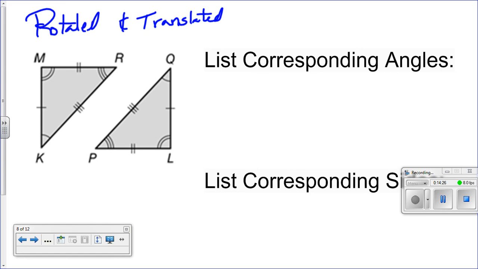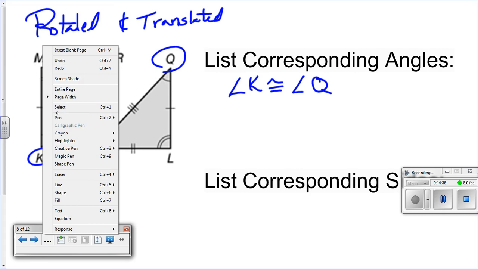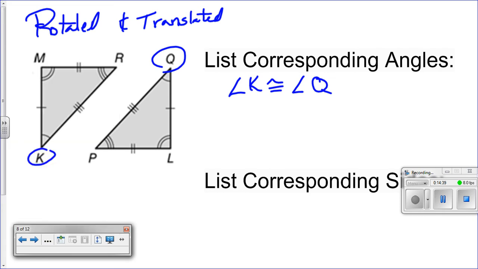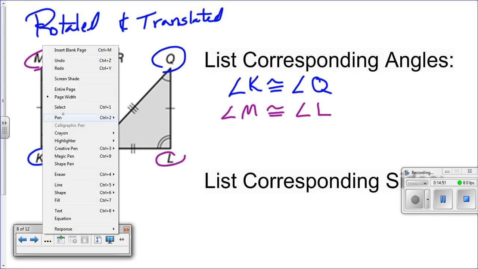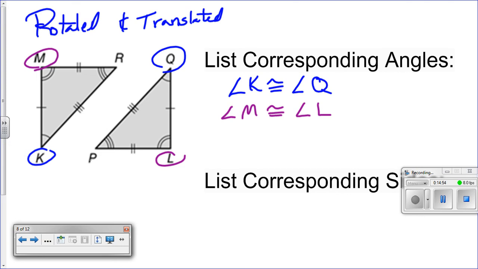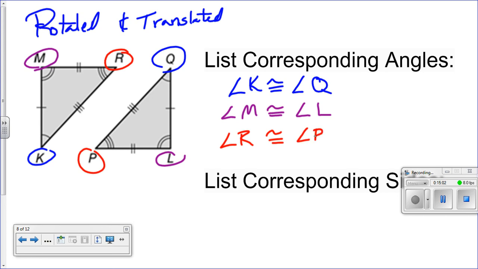Our corresponding angles here. So we could say angle K is congruent to angle, so you got to look at your symbols here, Q. Angle M is congruent to angle, you got to look at your symbols, L. Whoops. And that's not an L. This is an L. And angle P and R look like they go together. So angle R is congruent to angle P.